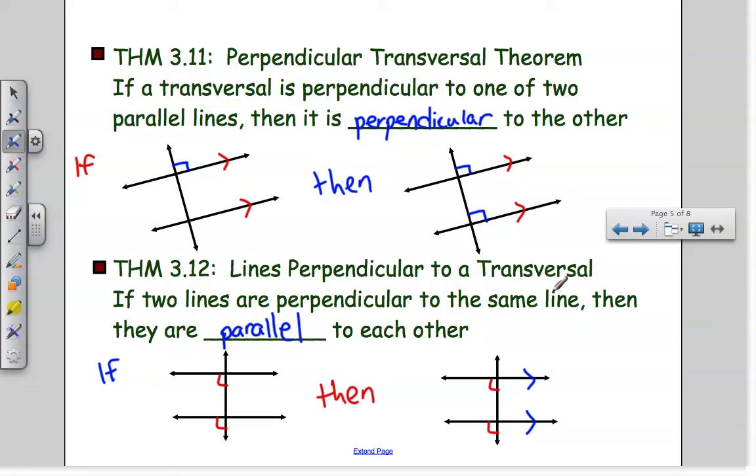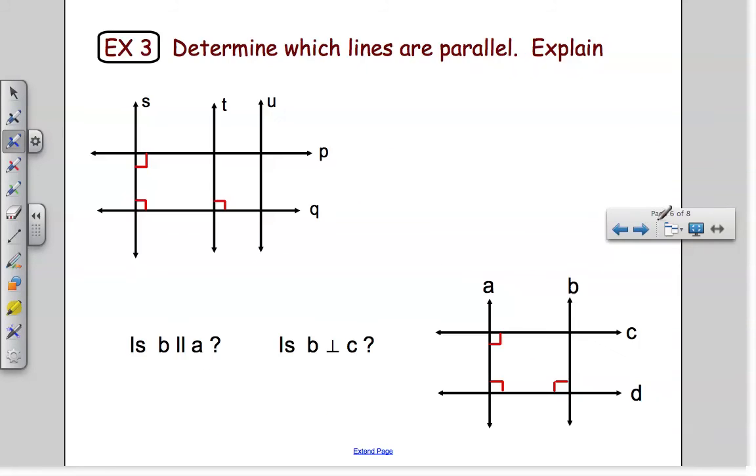We have two scenarios there. Transversal perpendicular to one of two parallels, then it's perpendicular to both. If you have two lines perpendicular to the same line, then those lines are parallel. And we're going to use those for these examples. Determine which lines are parallel and explain.